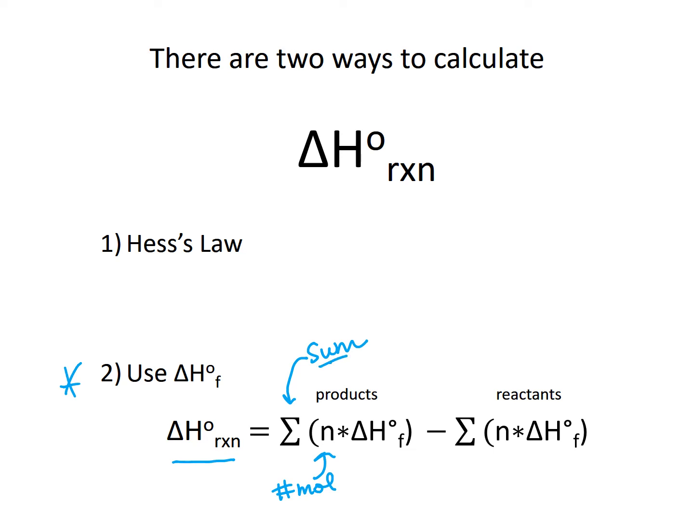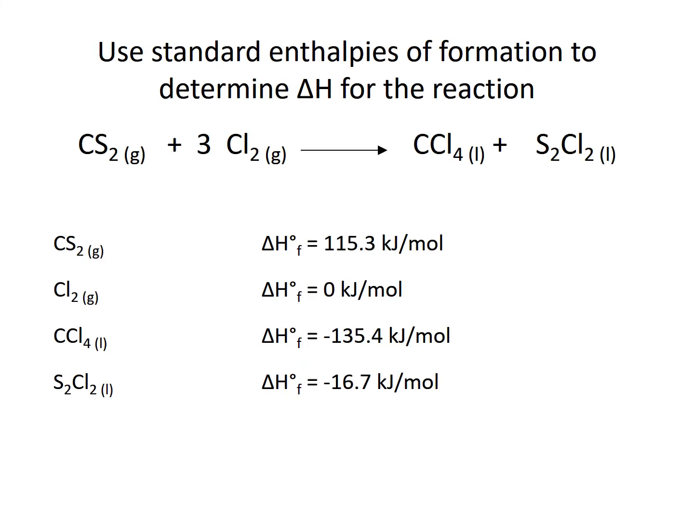That's going to be subtracted from the sum, again, of n, the number of moles, times the delta H of formation for all of the reactants. So I always remember delta H naught of the reaction equals products minus reactants. Okay? So we're going to use this equation. Let me break this down to make it a little bit simpler. Okay? So here is our question right here.